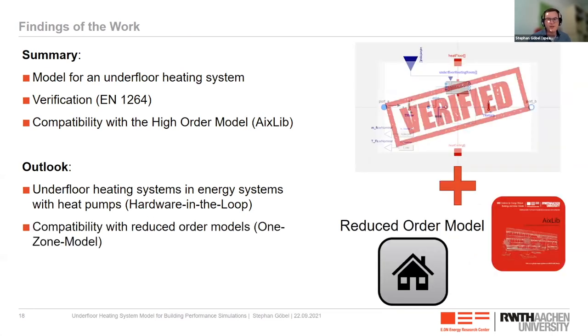And we would like to adapt the model a bit so that it's also compatible with the reduced order model of our XLib. This would be just a one zone model with different kinds of resistance through the wall layers. Yeah, that's all from my side.